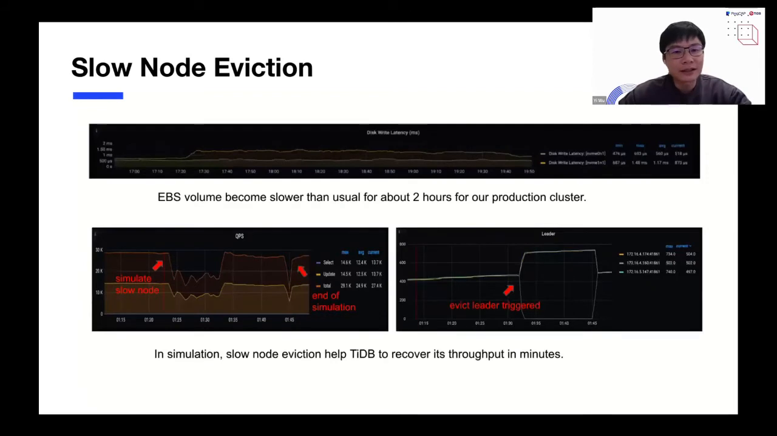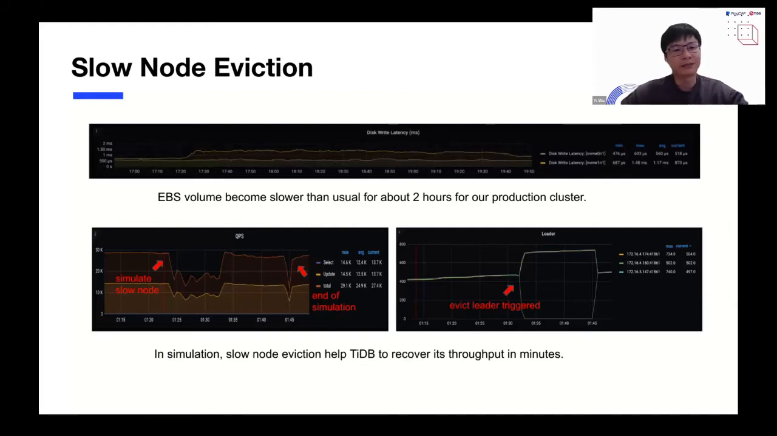So yeah, here are some pictures. On the top is a screenshot we took from the metrics of one of our production clusters, and you can see for this node the EBS volume becomes slower than normal for about 2 hours, and it causes problems.